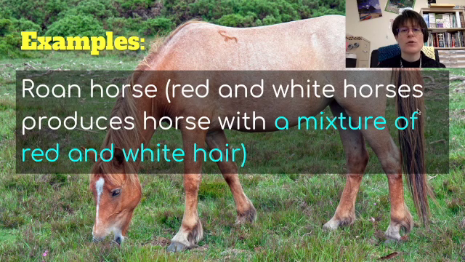Instead, if you look closely at this horse in the background, this is a roan horse, they might look pink from a distance, but there are individual red and white hairs in the coat of the horse. So they don't blend together as in incomplete dominance, but they are co-expressed. They are expressed at the same time individually.